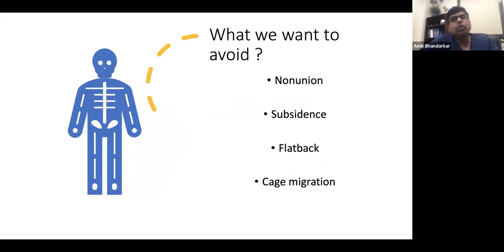So what do we want to avoid while doing TLIF with these cages? We want to avoid non-union; we want to achieve a nice arthrodesis at that segment. We want to avoid subsidence. We want to avoid flat back, which is loss of lordosis at that particular segment. And we want to avoid any cage migration at that area. We want to keep this in mind as we discuss further cases.